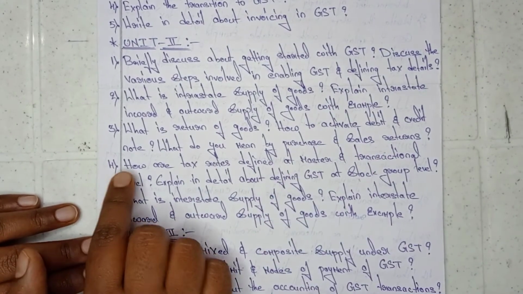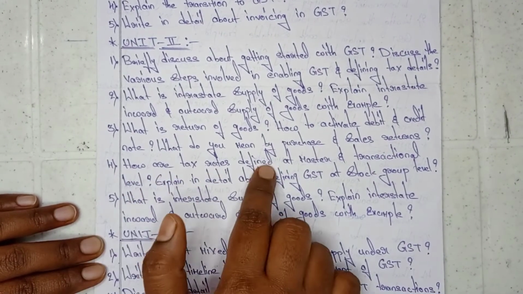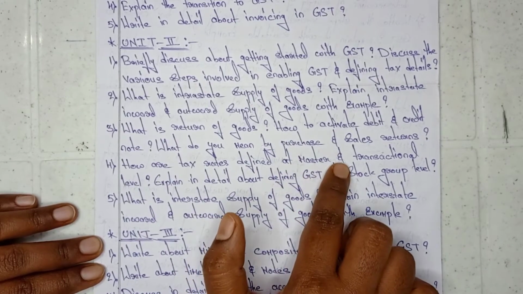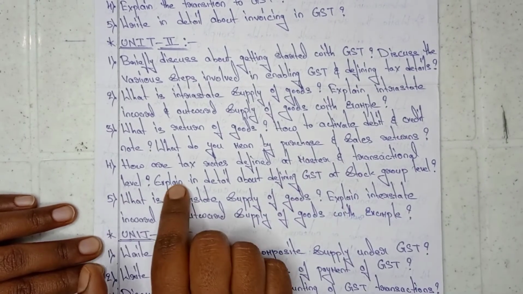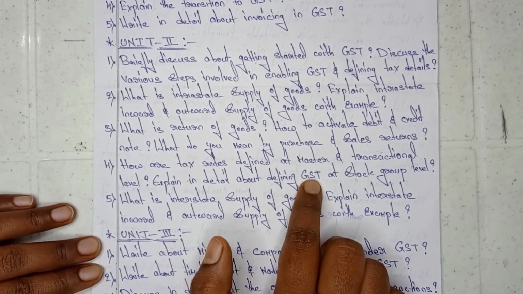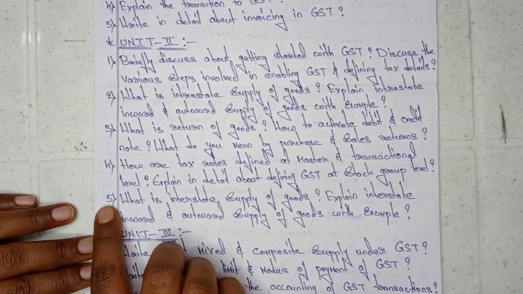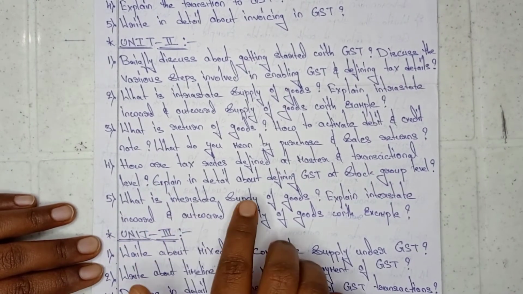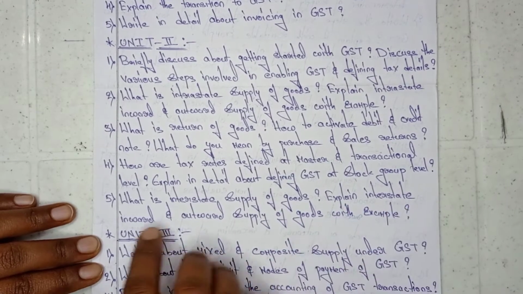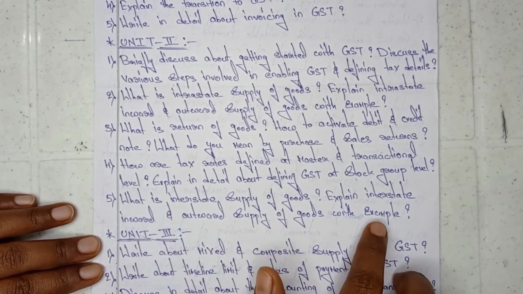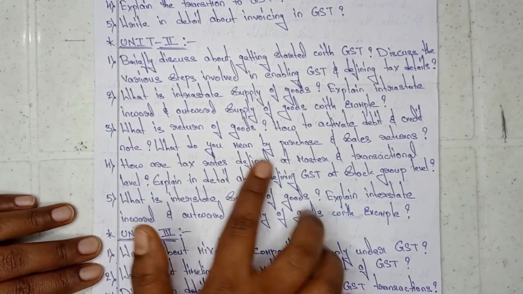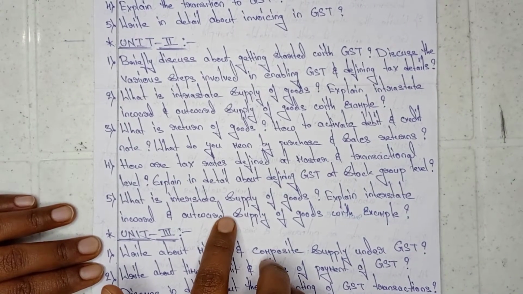Fourth question is how are tax rates defined at a master and transactional level? Explain in detail about defining GST at stock group level. Fifth question is what is interstate supply of goods? Explain interstate inward and outward supply of goods with example. So these are the important questions from Unit 2.